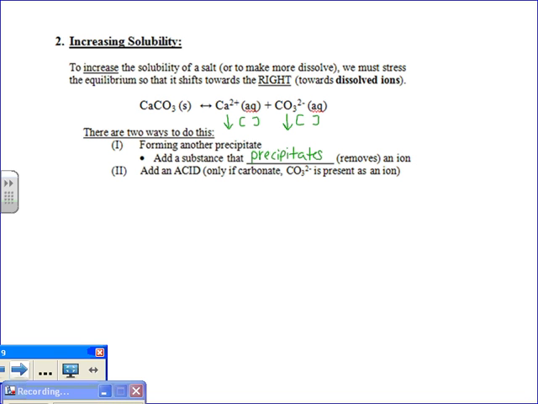There's also a special exception here where if we have carbonate present, as we do in this example, only if carbonate is present, we can actually add an acid. And we'll look at that in just a moment. That's just an extra way that I can do it, because if I add an acid, the H plus from the acid will actually form a compound with the carbonate ion, which then again removes it from my equilibrium.